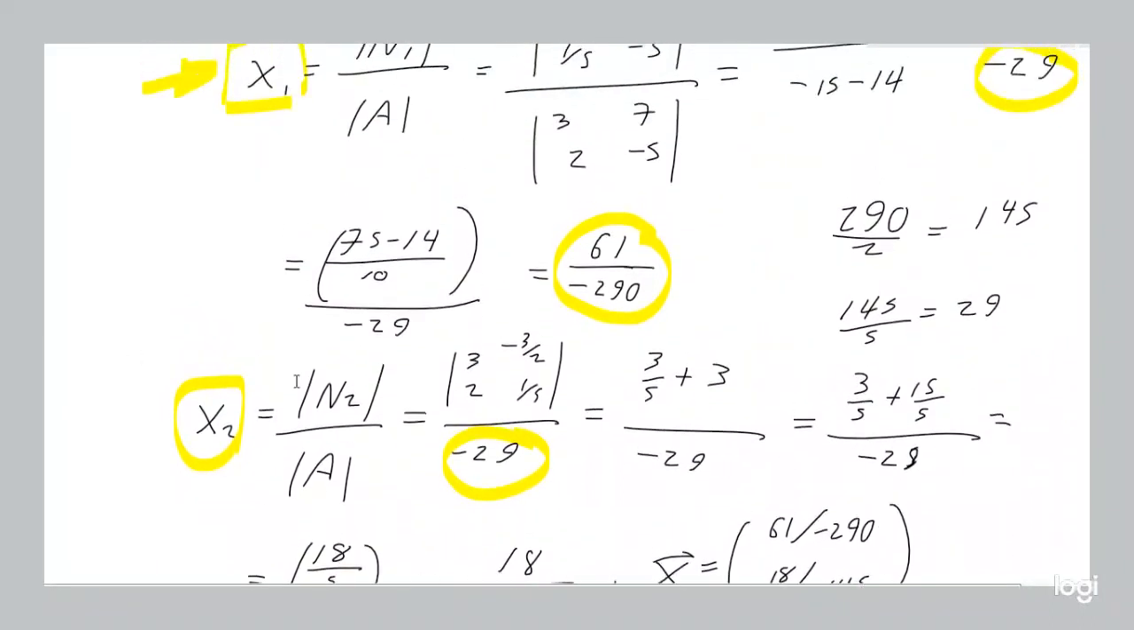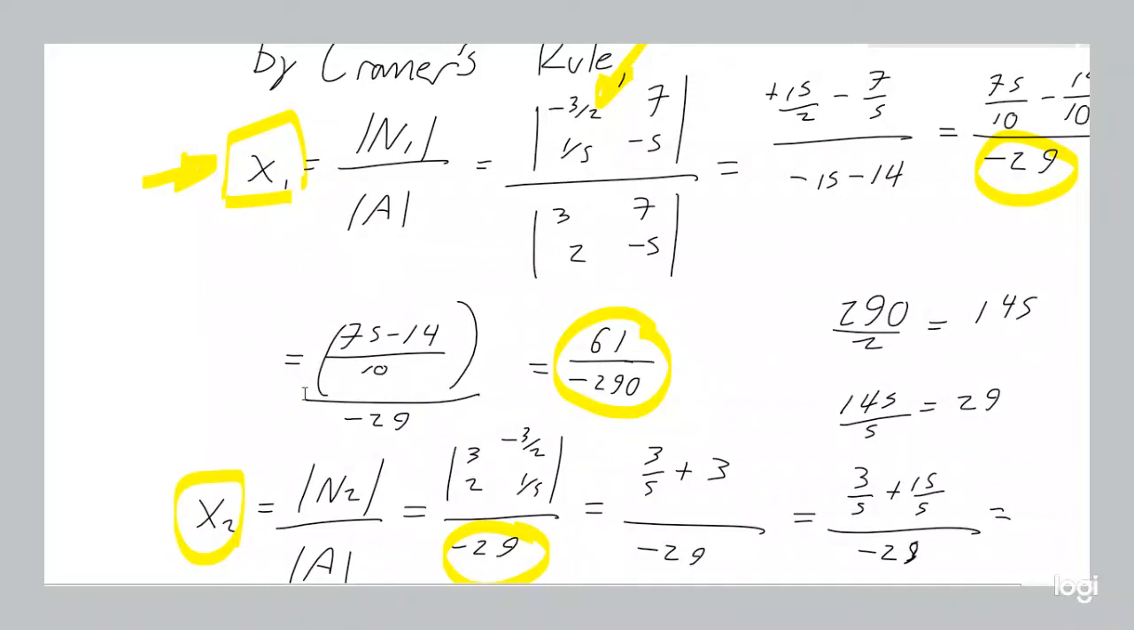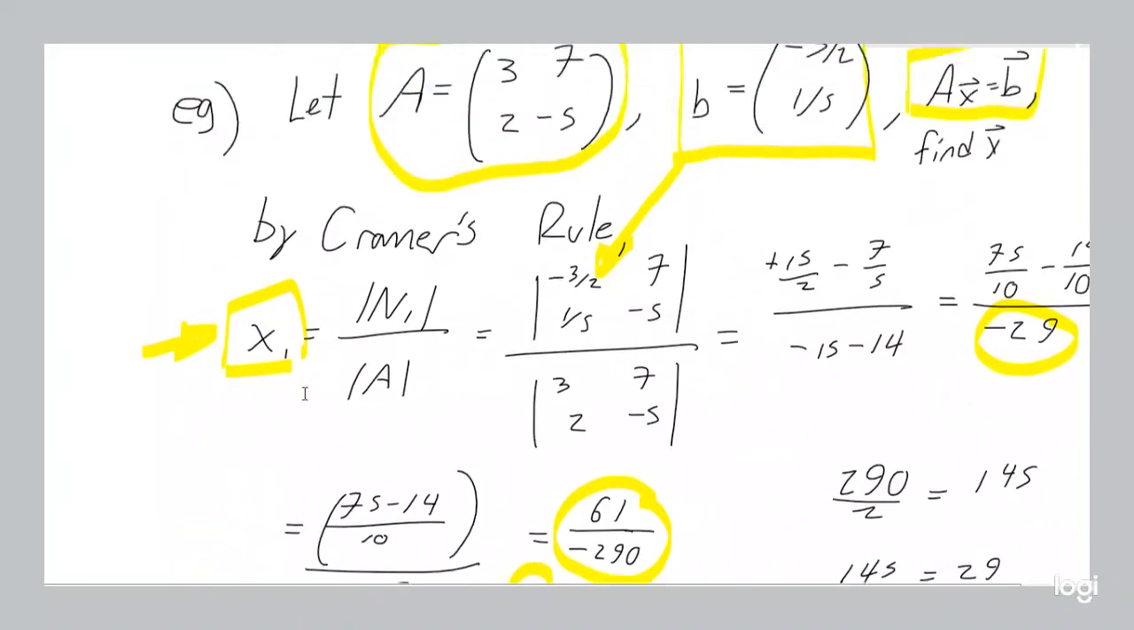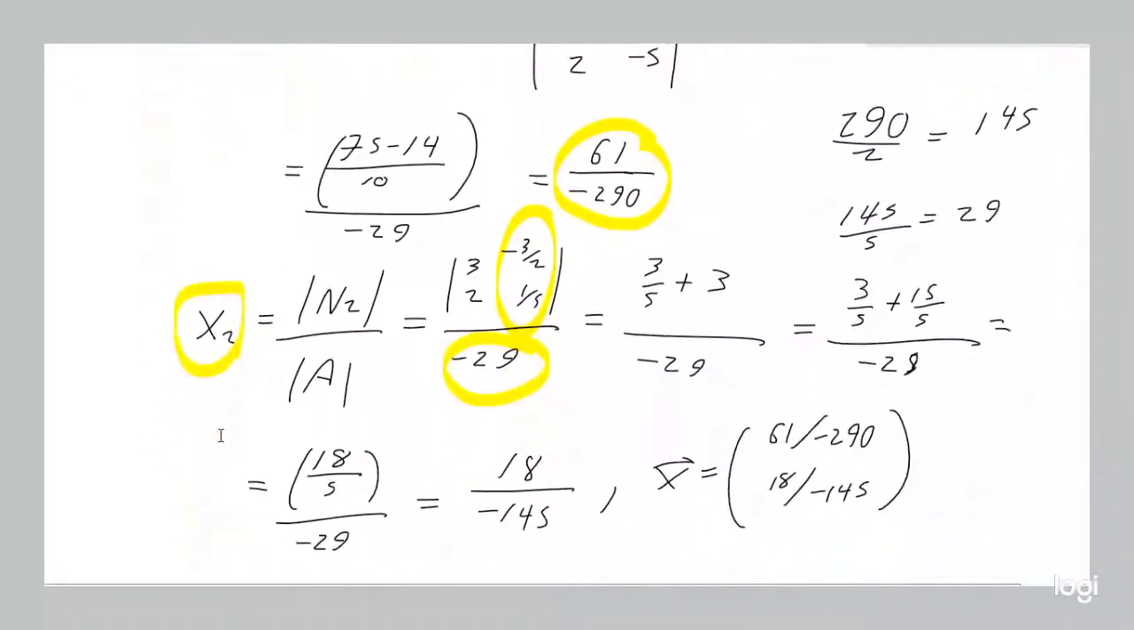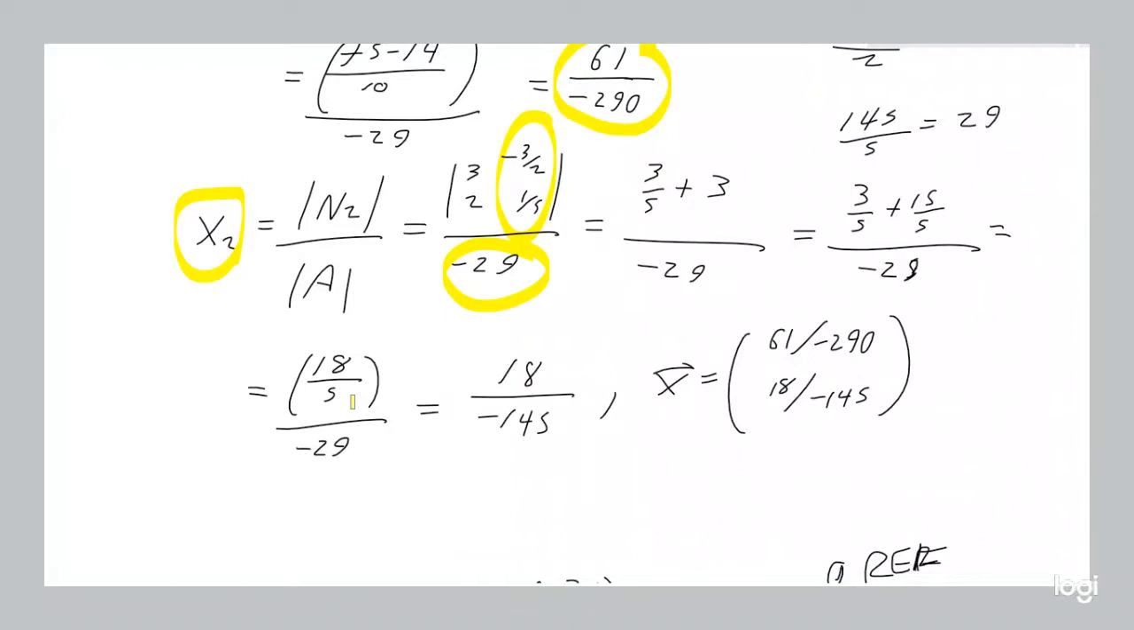Now notice n2, it's just like matrix A, but now it's the second column that's replaced by B. Right, there's our vector B right here. Okay, so we go through that process and we get 18 out of negative 145 as our second component, right? So there's our x. We solved our equation. 61 out of negative 290 and 18 out of negative 145.